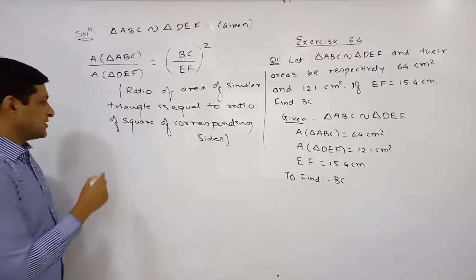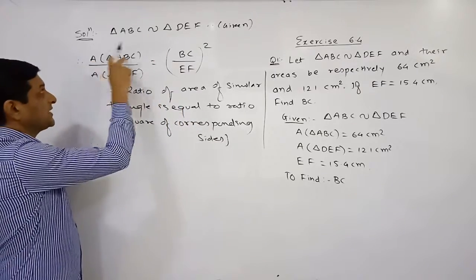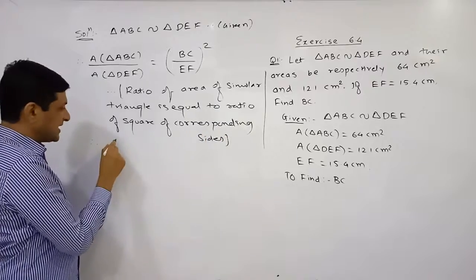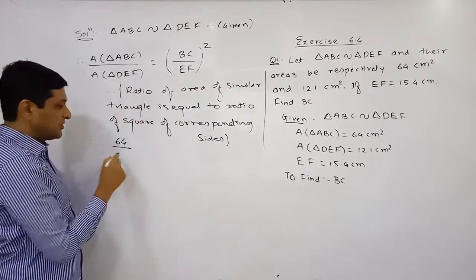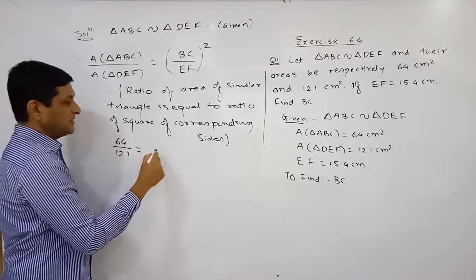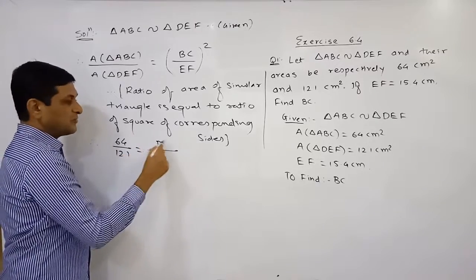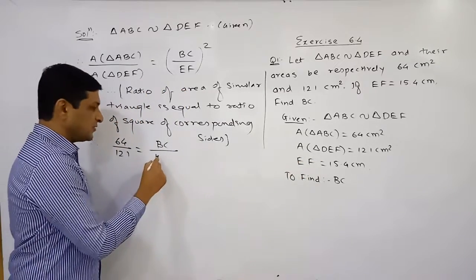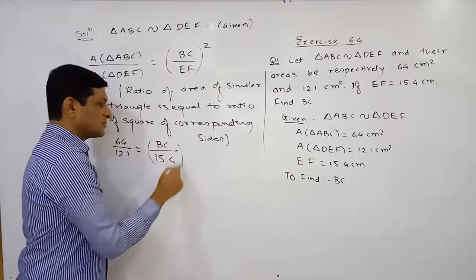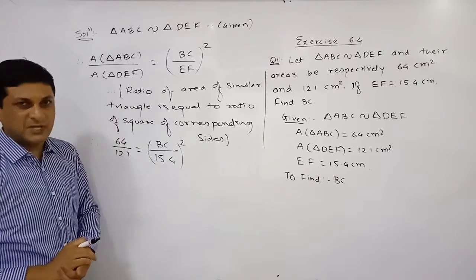Now the remaining part is just to substitute the values. What is the area of triangle ABC? It is given to us that the area of triangle ABC is 64. Area of triangle DEF is also given to us, 121. On this side, BC, we have to find out the value, and EF is equal to 15.4. Keep this square as it is. Just simply we have substituted the values.